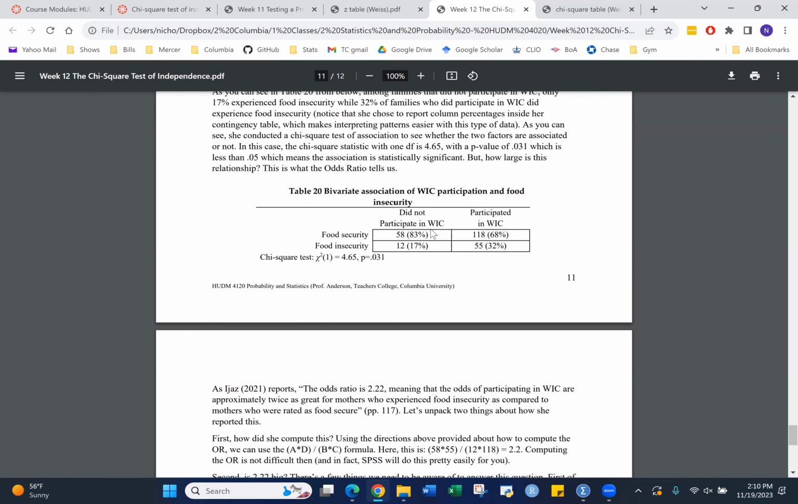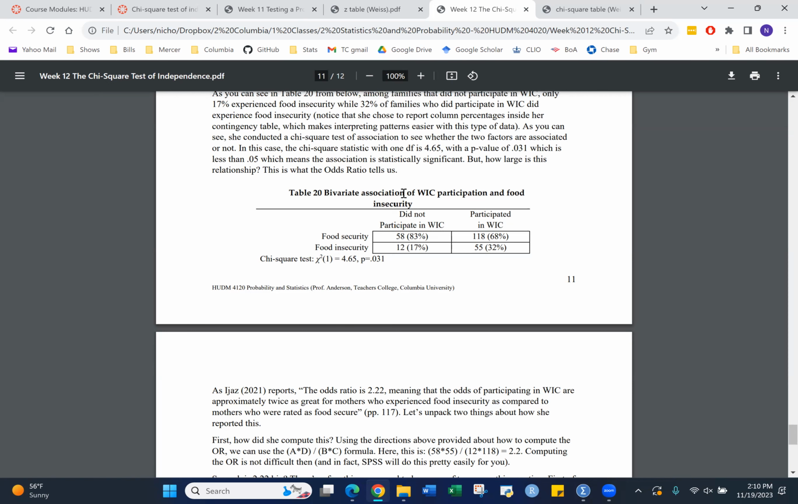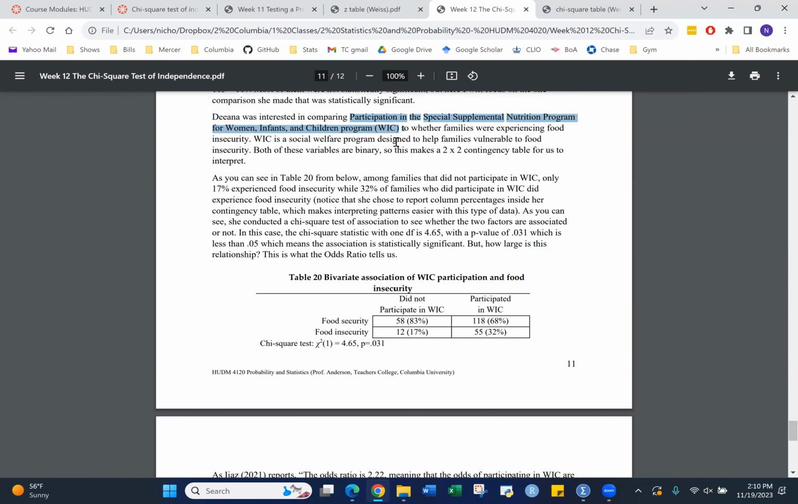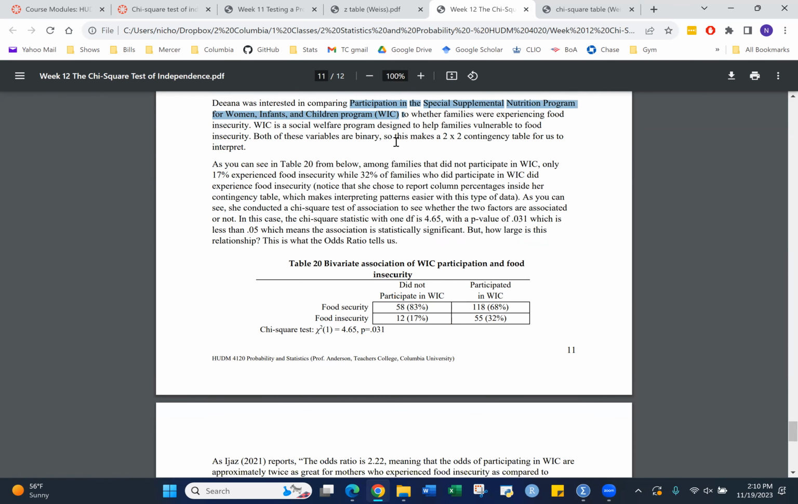participated in WIC, which stands for the Special Supplemental Nutrition Program for Women, Infants, and Children. So the WIC program is basically a social welfare program that helps very vulnerable women get food and nutrition, right? Among other things, I think. Not an expert on that, but you either participated or you did not. It's binary.